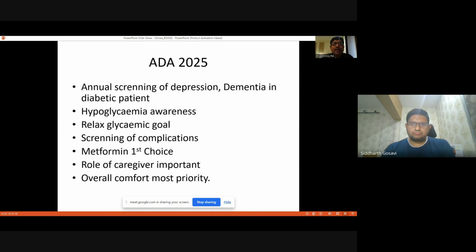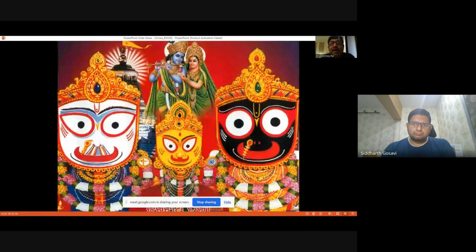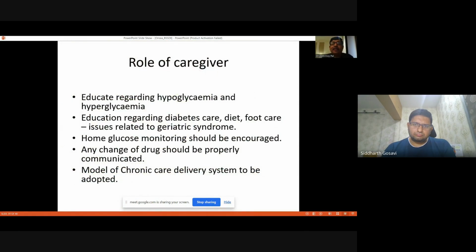So in summary, annual screening for depression and dementia is a must, along with hypoglycemic awareness, relaxed glycemic goals in the elderly, and screening for complications. Metformin is the first choice, the role of the caregiver is very important, and overall comfort of the patient is most important. At the end, the caregivers, self-monitoring and education of the elderly diabetic are very important.